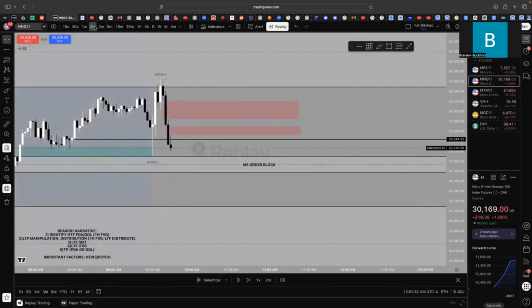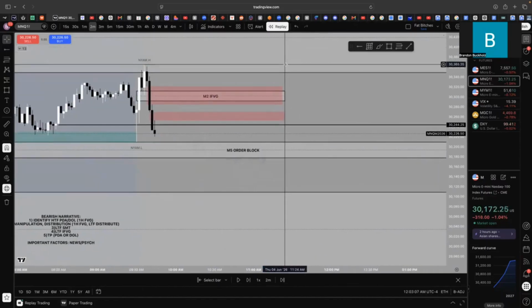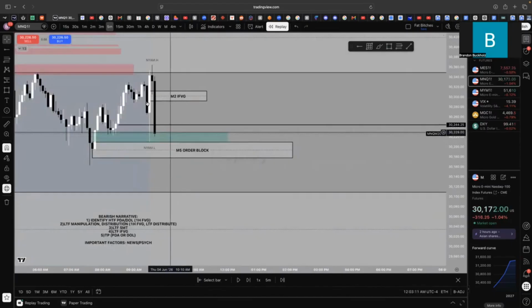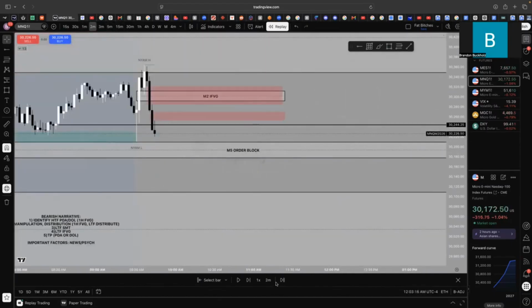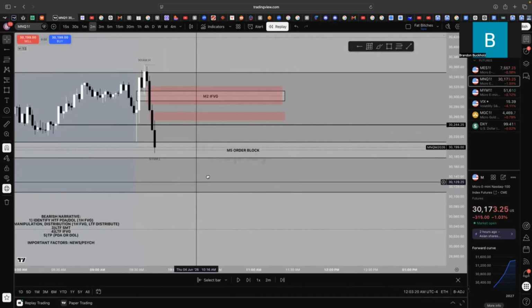That is a clean inverse. Okay. Let's look at the 5-minute. This is where we're sitting. Wait for the next candles to be formed in. We are tapping into this 5-minute order block.